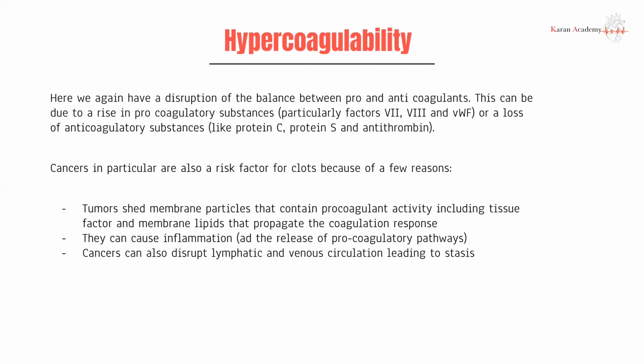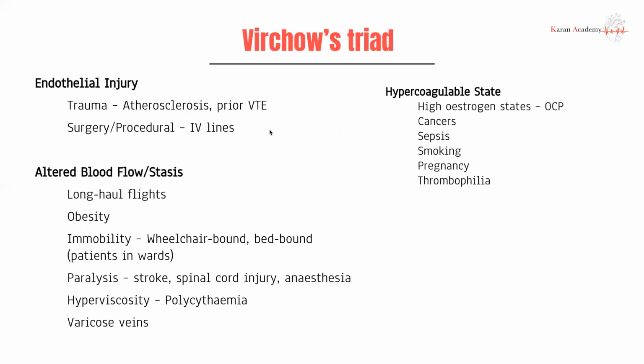Tumors also cause inflammation. And as you would know, inflammation often goes hand in hand with the increased release of procoagulatory factors. Cancers can also disrupt lymphatic and venous circulation by compressing them or by causing edema, and this can again lead to stasis, again causing increased clotting risk.